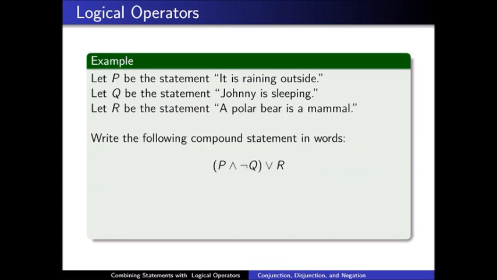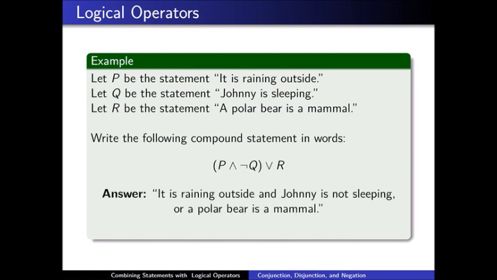In this example, we will make it a little more challenging by adding a third statement. P and Q are the same statements that they were before, but now we have a statement R, which is a polar bear is a mammal. And we want to consider the more complicated compound statement, P and not Q, or R. If we were to write this out in words, we would get it is raining outside and Johnny is not sleeping, or a polar bear is a mammal.